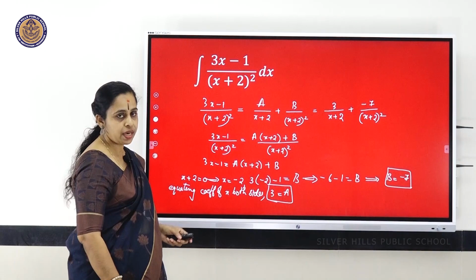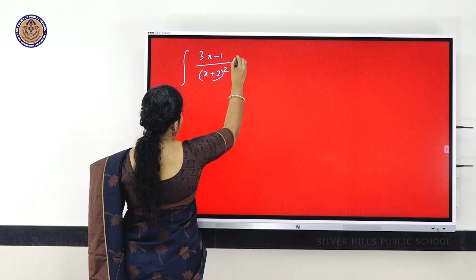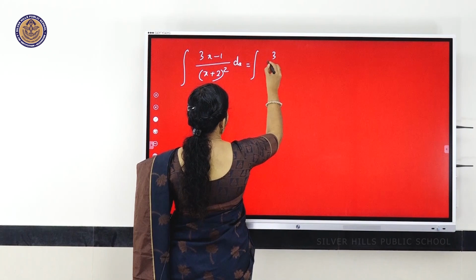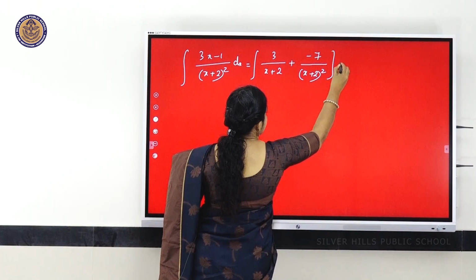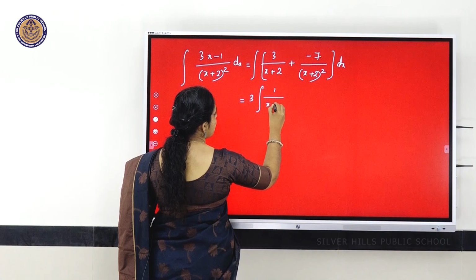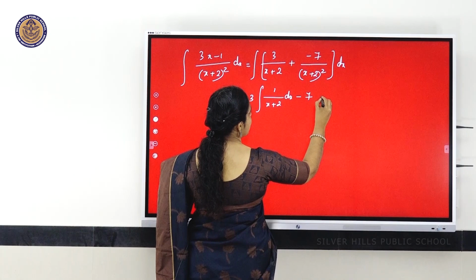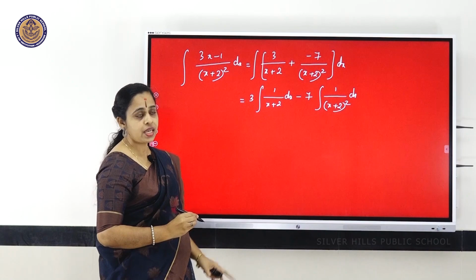Integral (3x minus 1) divided by (x plus 2) whole square dx equals integral of a value 3 divided by (x plus 2) plus b value minus 7 divided by (x plus 2) whole square dx. We can split it into two integrands and take constants outside: 3 into integral 1 by (x plus 2) dx, taking minus 7 outside, minus 7 into integral 1 by (x plus 2) whole square dx. This part is easy, as we did previously, it is log |x plus 2|.